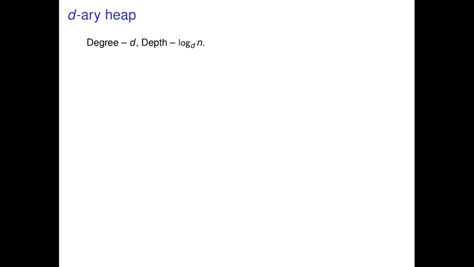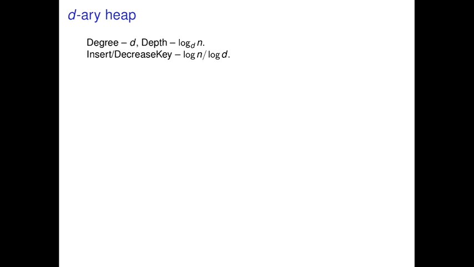So the D-ary heap is if your degree is D, I'm going to talk about it later. Right now, the degree is D, what's the depth? Instead of the depth being log base 2 of n, it's going to be log base D of n. Okay? Now insert and decrease key.